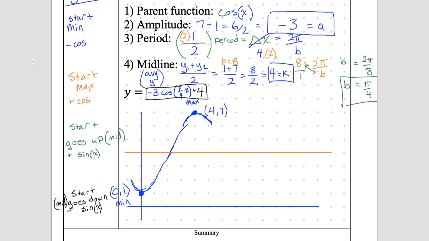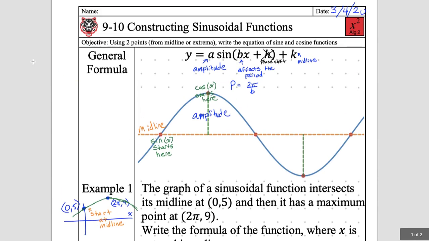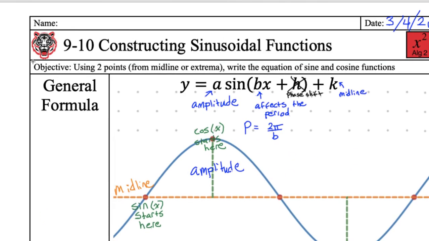All right. So I know the types of scores I'm going to be getting, but I'm still going to ask because I'm curious. Our objective today, our fist of 5: how well can you use 2 points, and I'll choose one from the midline, one from the extrema, or one from the extrema, one from the other extrema, how well can you write an equation for sine and cosine with no phase shift? How well can you do today's and yesterday's lesson?